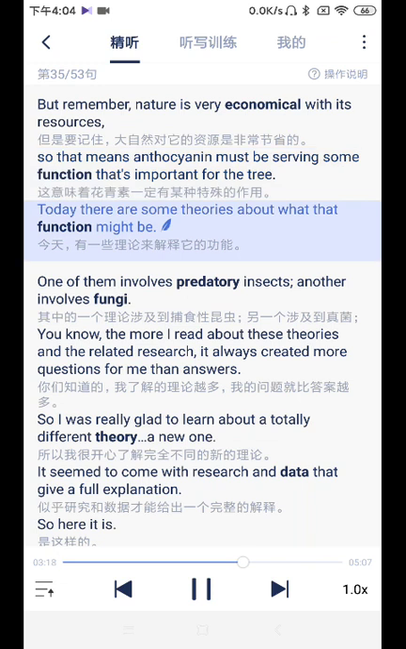Today, there are some theories about what that function might be. One of them involves predatory insects. Another involves fungi. You know, the more I read about these theories and the related research, it always created more questions for me than answers. So I was really glad to learn about a totally different theory, a new one. It seemed to come with research and data that give a full explanation.